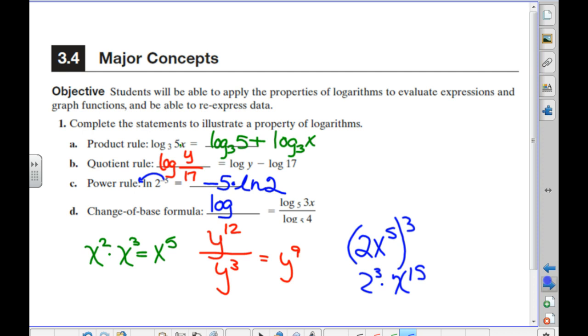Which one goes on the top when you rewrite a log question? If I had log base 2 of 12, how would you type that in if you had a scientific calculator? Log of 12 divided by log of 2. Yes, this would be log of 12 divided by log of 2. Okay? So this was log of 3x, and the base down here was 4. But why they rewrote it as log base 5, I have no idea.